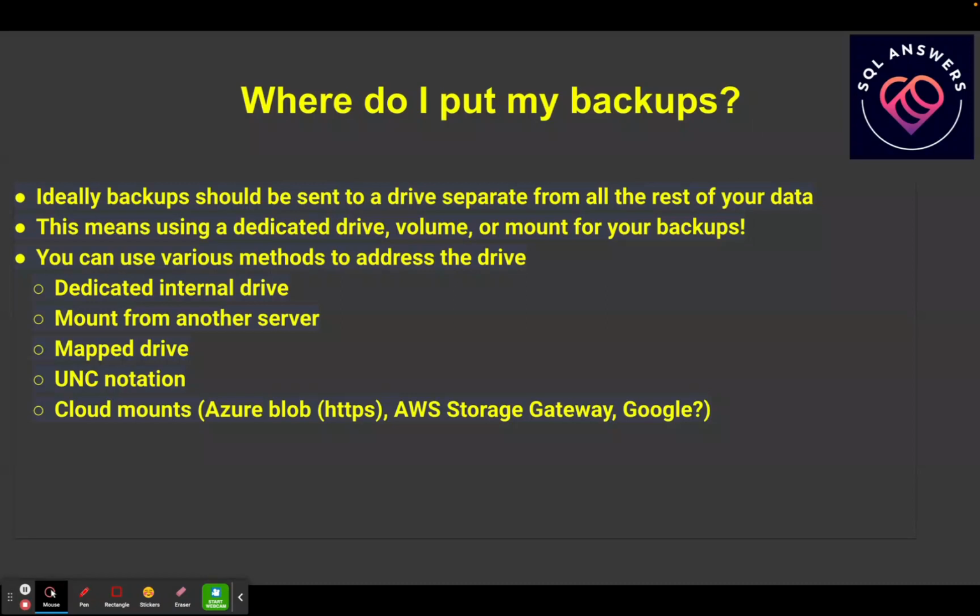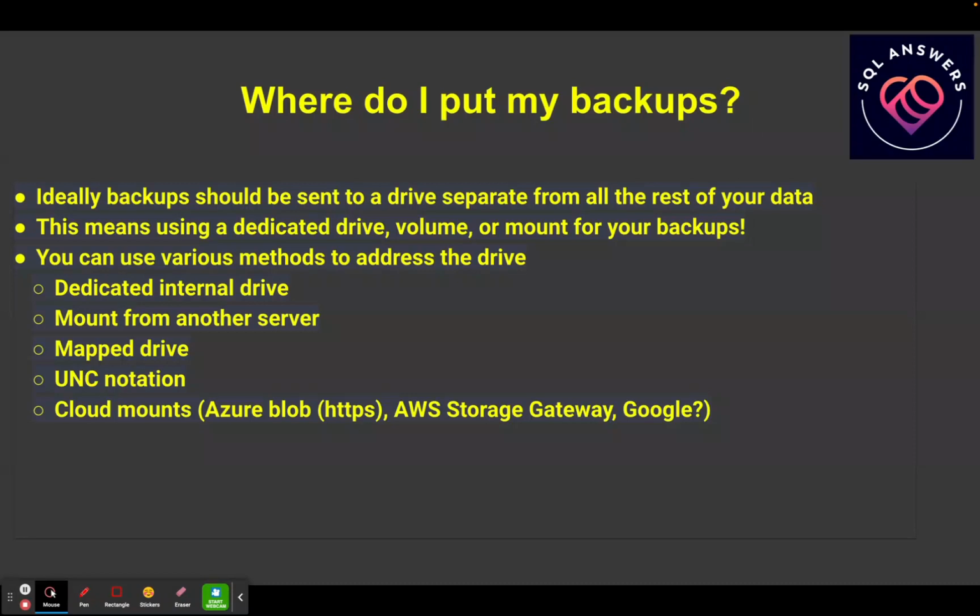If you are sharing a drive with your backups, you can't guarantee that. You could potentially lose both your backup and your data at the same time, and then you would have no real means for recovery. So this means having a dedicated drive, volume, or mount for your backups. It's really an absolute must.